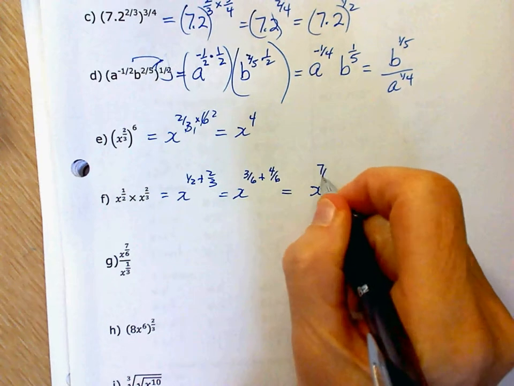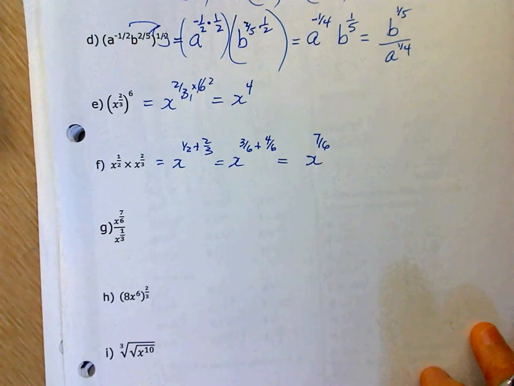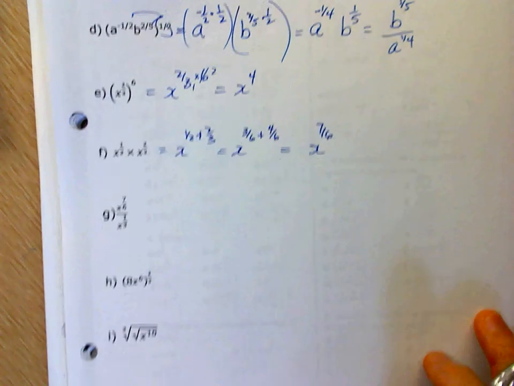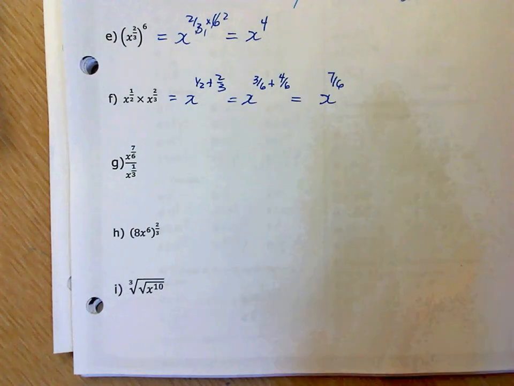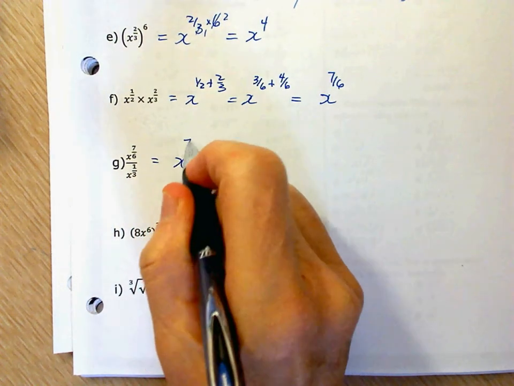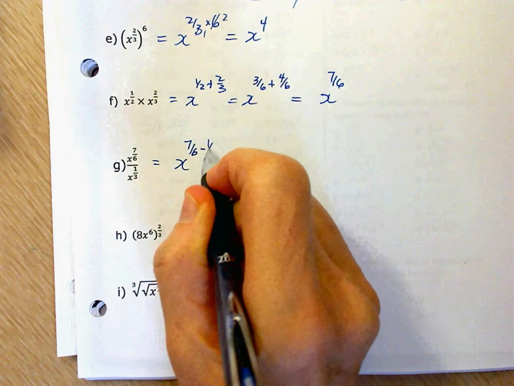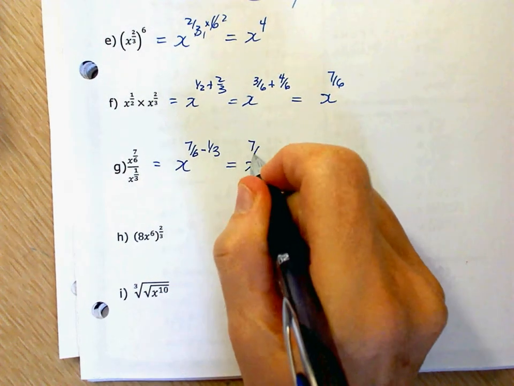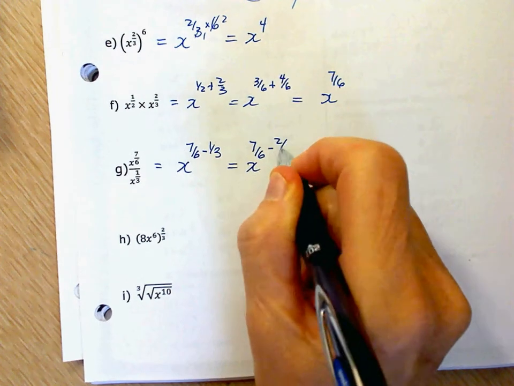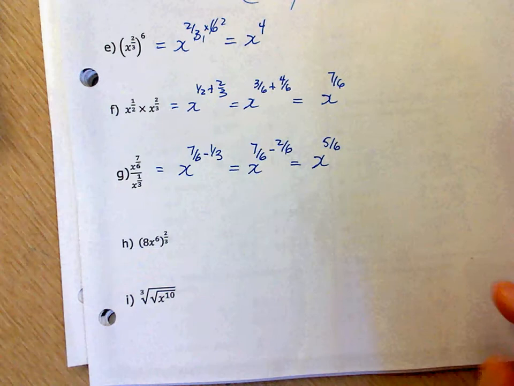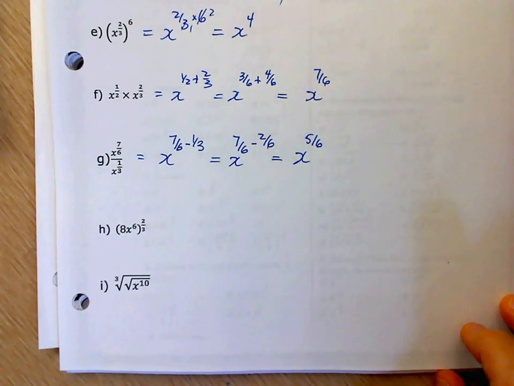Just don't forget your BEDMAS rules. When you're dividing, you subtract exponents. Common denominator is 6. And that equals x to the 5/6. Am I going too quickly? It's okay?